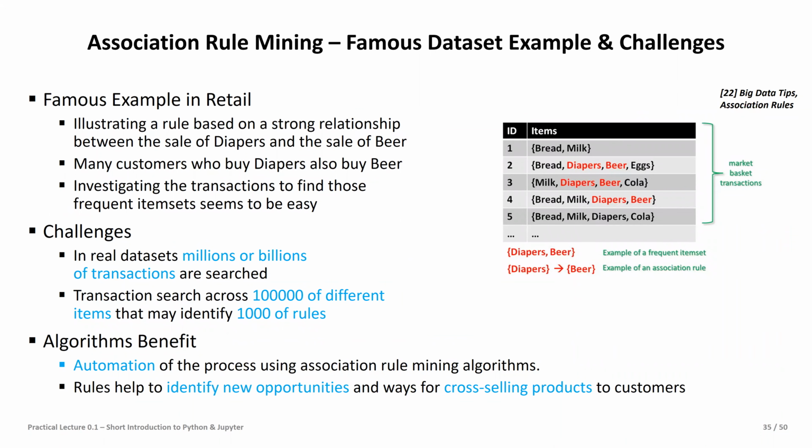And here's an example, which is a very, very famous data set example. I guess many of you have heard the diapers and beer example, that this is always bought together, or let's say, in the majority of cases. And we want to basically find a rule like that in this data.